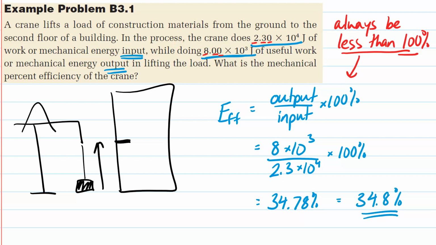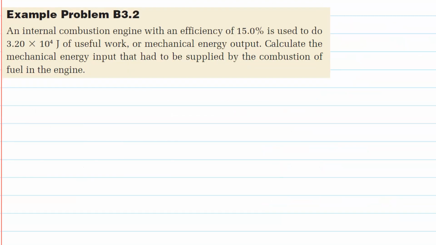34.8% is our efficiency of this crane. Next example, here we have an internal combustion engine with an efficiency of 15%. So we're given the efficiency, and it says it will do 3.2 times 10 to the 4 joules of useful work, which is your useful output work. Calculate the mechanical energy input that had to be supplied by the combustion of the fuel. So we're given efficiency, we're given the output, we want to calculate the input.